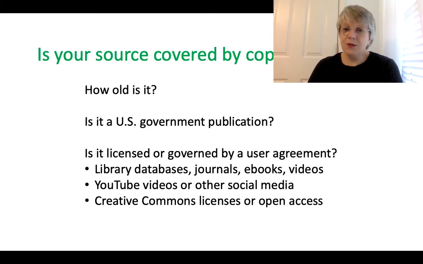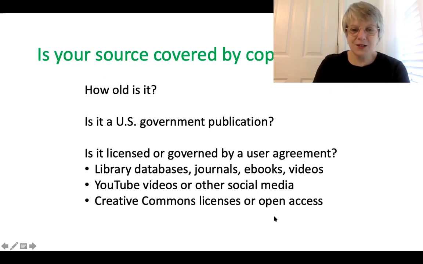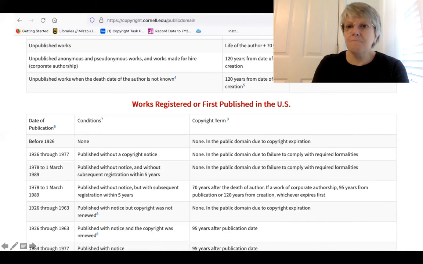So these are all things that are more specific than the general copyright law that might affect what you're able to do. Sometimes it's useful to have those things spelled out, and sometimes it can be frustrating if they seem more restrictive than you think they should be. So let's take a look at a couple of things. This is something from our guide, and I'll show you at the end how to find this on our copyright guide. This is a handy chart put together by Cornell that shows when things go out of copyright. You can see this is before 1926.